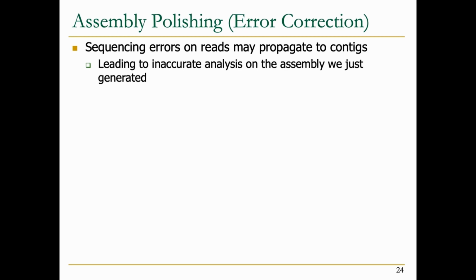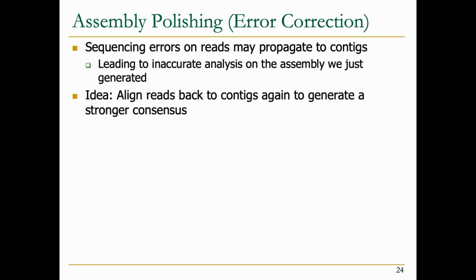As we said, sequencing errors in reads may propagate to contigs, leading to inaccurate analysis. What we do in assembly polishing is align the reads that we used to construct the assembly, that we used to find the overlaps between them. Once we construct the assembly, we can use it as a reference genome. And we align the reads back to the contigs again to generate an even stronger consensus, because we're doing alignment operations.